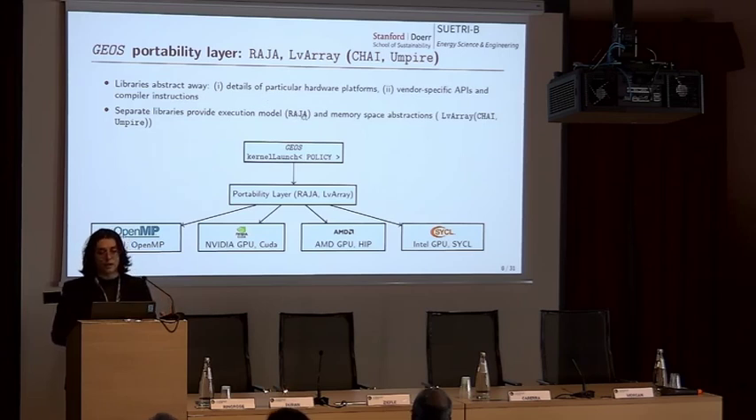And then, what comes with the memory management, there is the layer of, let's say, Chai and Umpire, which are two libraries that combine to allow you to create a notion of multidimensional array that we call LvArray. I think the word picture is the following.